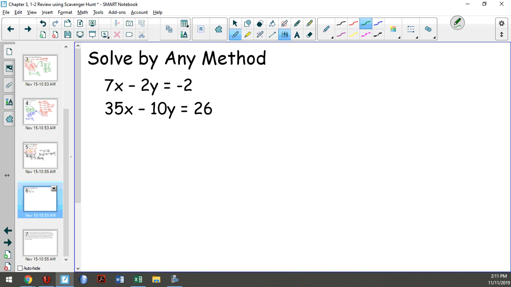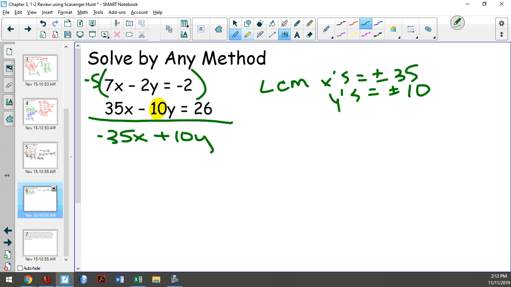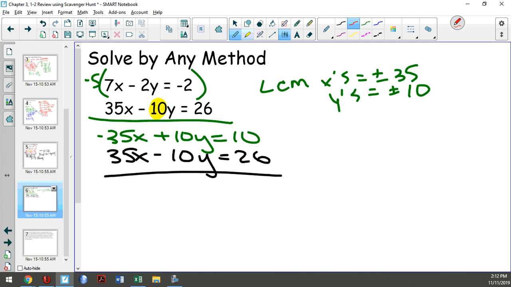Okay, are we ready? Many of you already have it. So, am I lined up already? I am. I don't have any coefficients of 1, so I'm going to do elimination again. So what is my least common multiple of my x's? Plus or minus 35. My y's? Plus or minus 10. I already have a 10. That's negative. So I'm going to multiply the top by a -5 to give me negative 35x plus 10y is equal to 10. Drop down the bottom equation, not changing it, and simply add straight down.